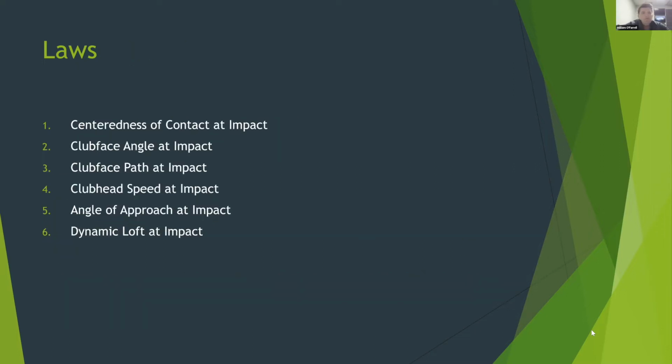So we'll start off with the laws here. Centeredness of contact and impact, that's the first one. I would say that for me and my teaching here, that's probably one of the ones we actually use the most. We're really just looking to get the strike in the center of the face.